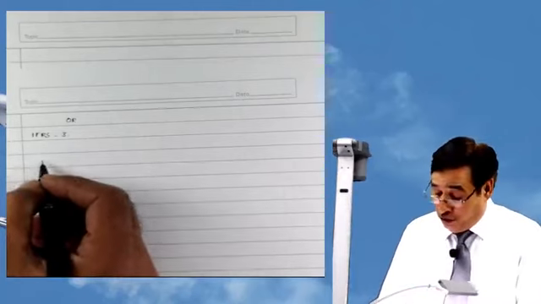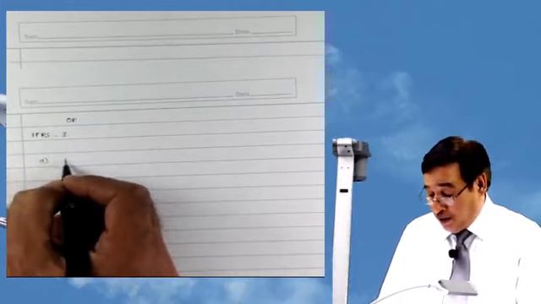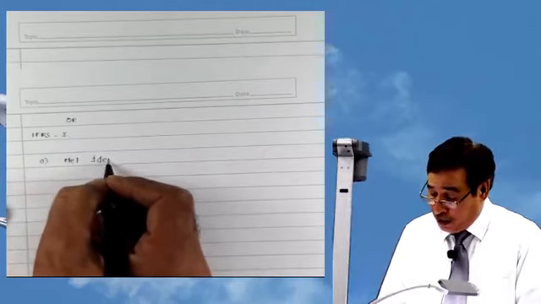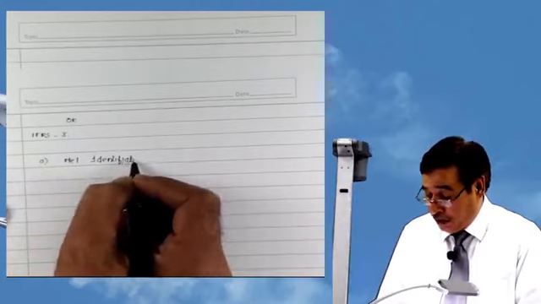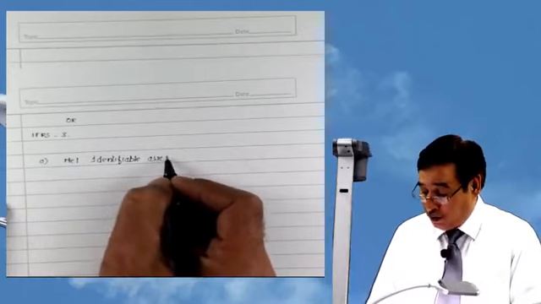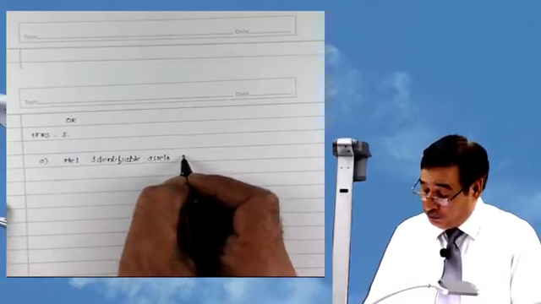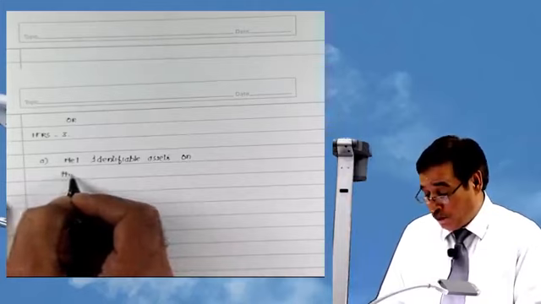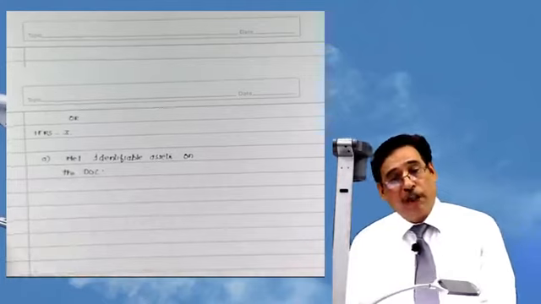So first of all, we are going to write here net identifiable assets on the date of control, DOC, of course at fair value.